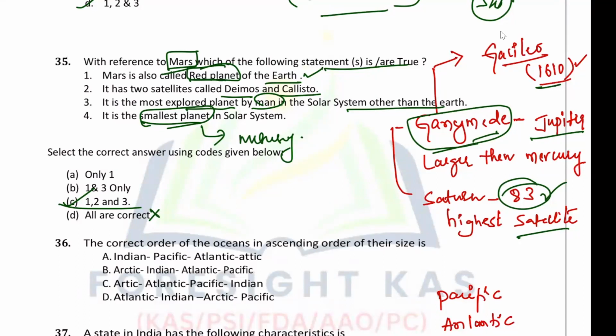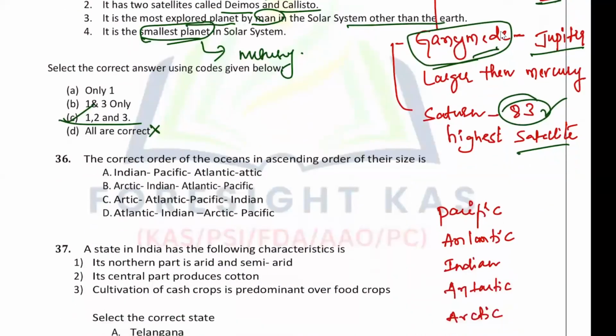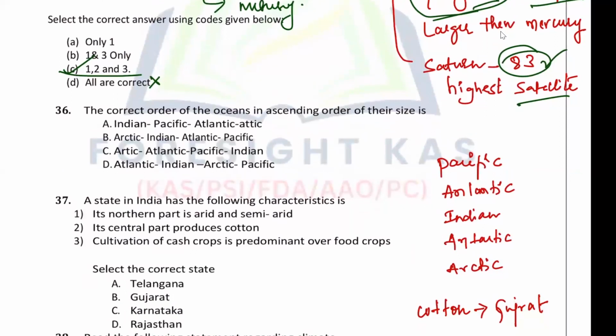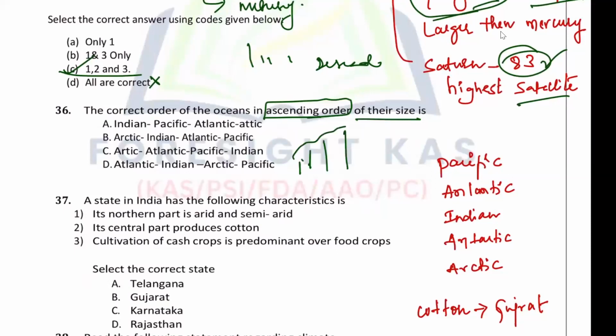So this is a very important part which I have discussed. Again, see, this is a very simple question that has been asked. Order of oceans in ascending and descending order. Descending order means from large to small. And ascending order is from small to large. So this is ascending order, you are increasing it. So don't get confused. This is a basic term.